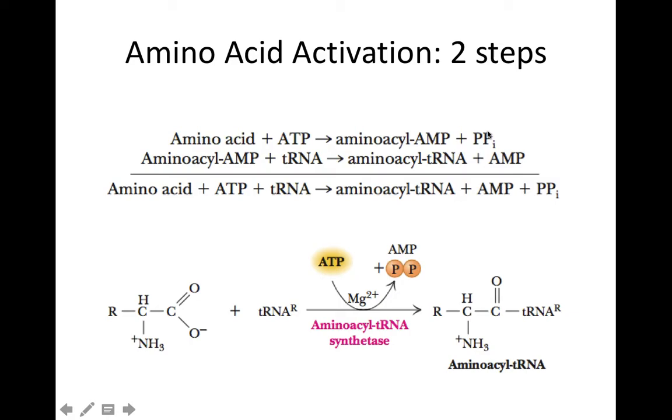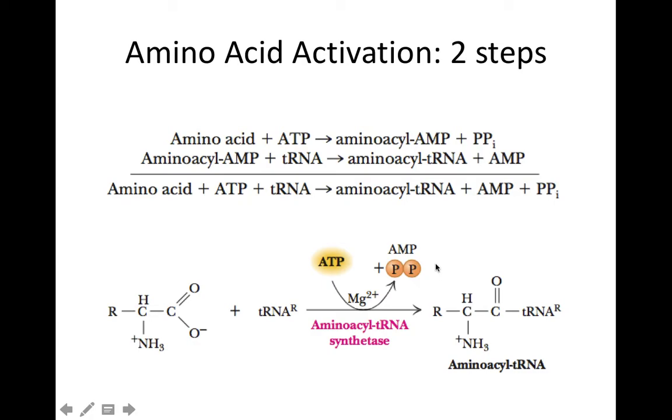Pyrophosphate is basically something that is released after this initial reaction, after which you have your aminoacyl AMP. This AMP here is replaced by your tRNA so that you can get aminoacyl tRNA plus adenosine monophosphate. Basically, the point of your ATP reacting with the amino acid is to make the amino acid activated so that it would want to interact with your tRNA. Otherwise, aminoacyl tRNA will not form.